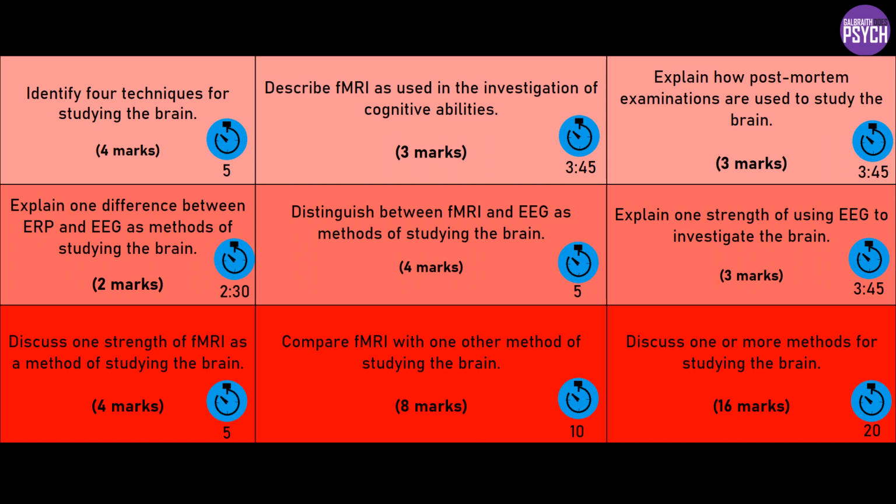A further difference between fMRI and EEG is in terms of temporal resolution. So temporal resolution is kind of how quickly you're getting that data. Is there a big time lag? Are there breaks in what you're getting? Or are you getting a continuous stream of data? That sort of thing, okay?